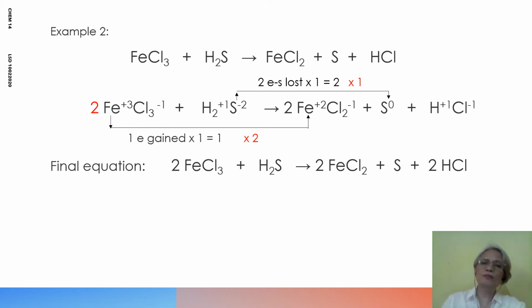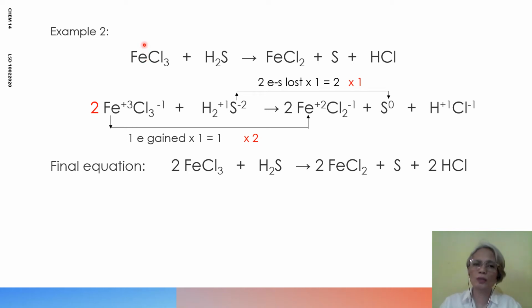Next, we have the reaction between ferric chloride and hydrogen sulfide, forming ferrous chloride plus the elements sulfur and hydrogen chloride. So again, we need to identify the oxidation states. Iron is positive 3. Chlorine is negative 1. If you remember your formula writing, you know that this formula, ferric chloride, is simply arrived at using the crisscross method.